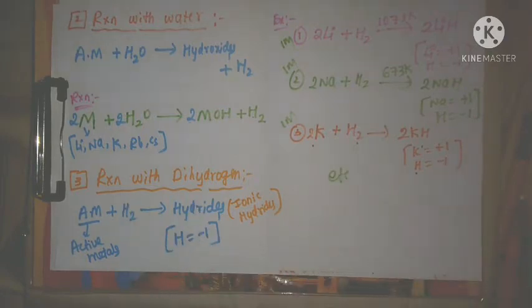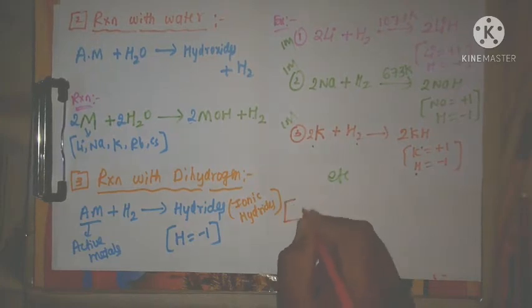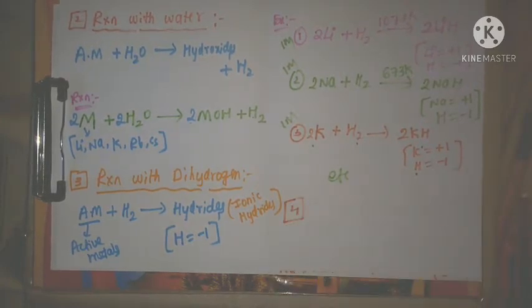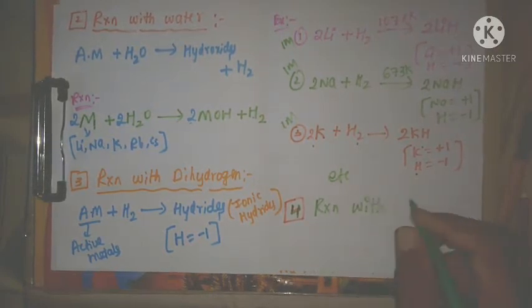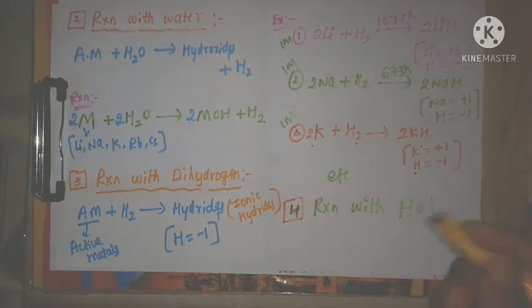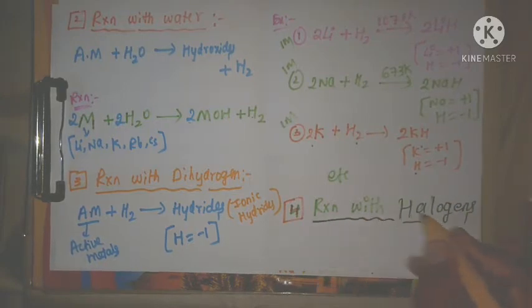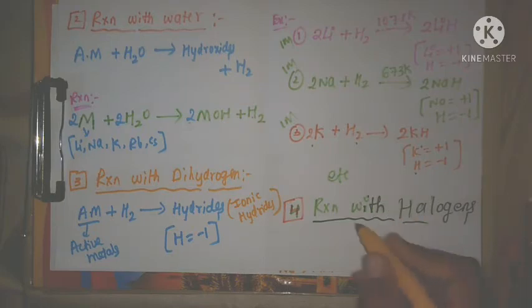Next we will go for the fourth one, that is reaction with halogens. Here I will write the fourth one, using the green pen. Reaction with halogens. Here the next one is reaction with halogens.